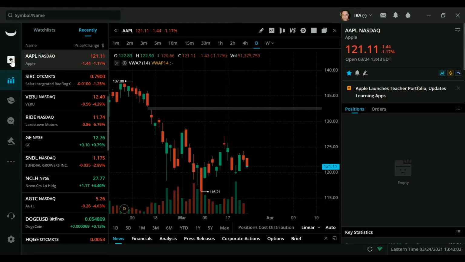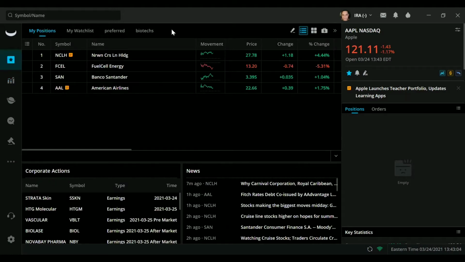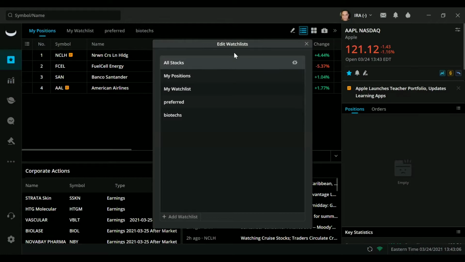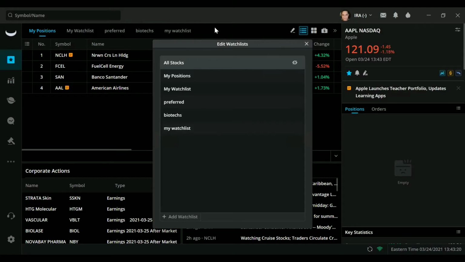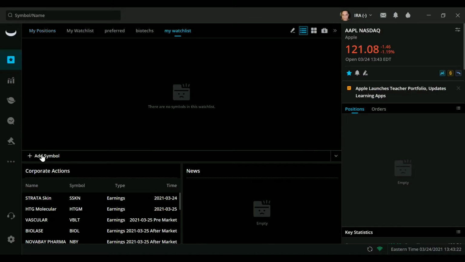Hold down one second. Let me just click this back. So if you wanted to add a watch list, I believe it's add. Okay, so you add a watch list right here, and then you can say it's my watch list, and then it's in USD currency, right? Once it's there, then you go in here. Now it's added. Now you add whatever symbols you want.